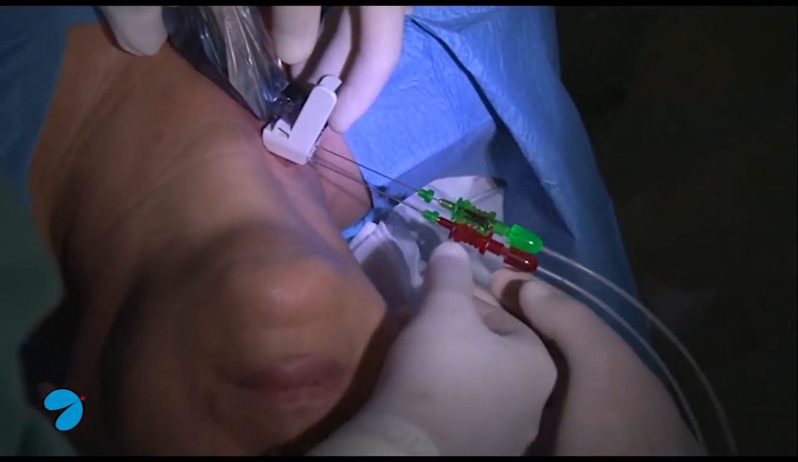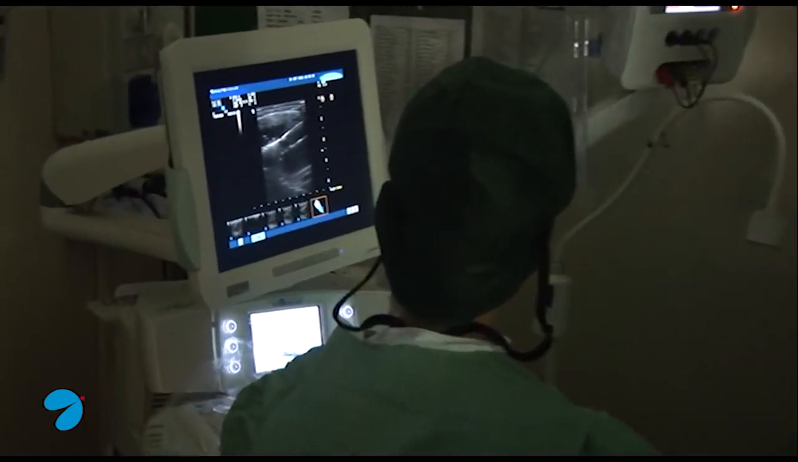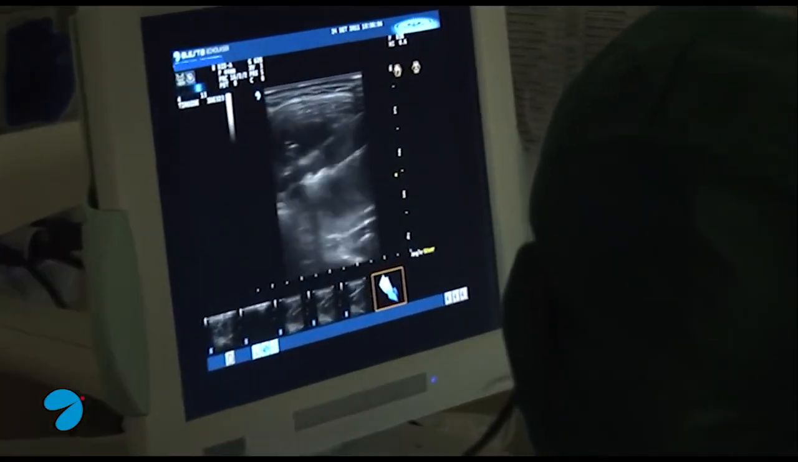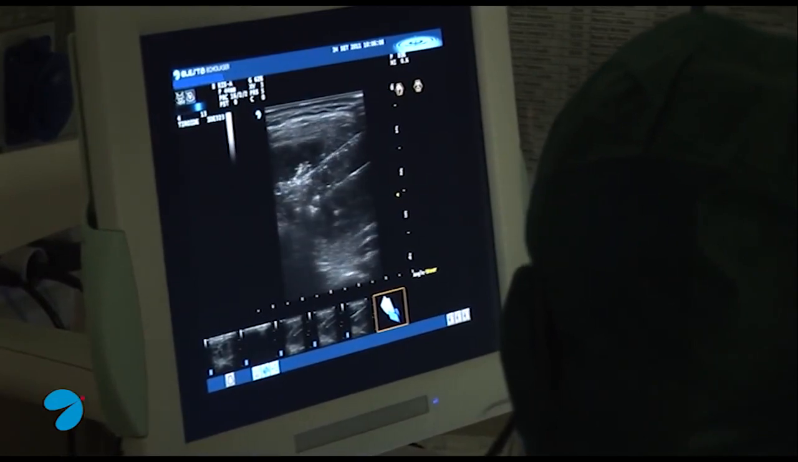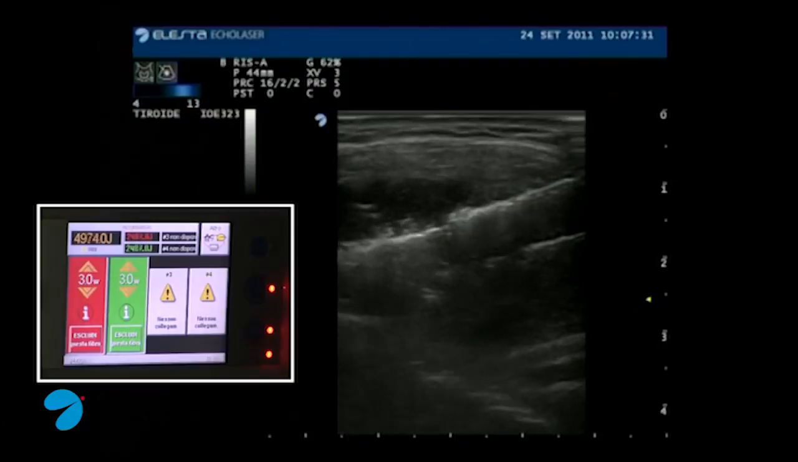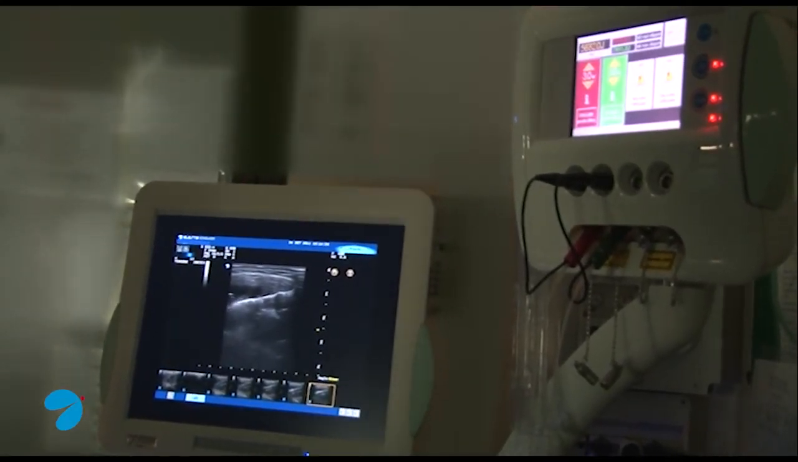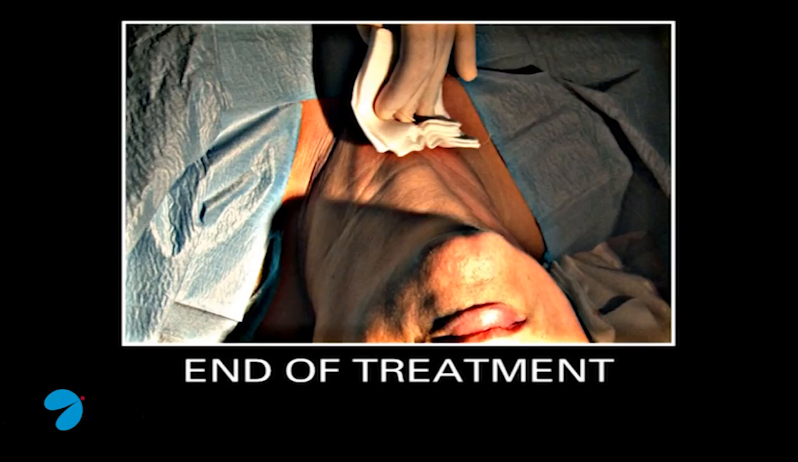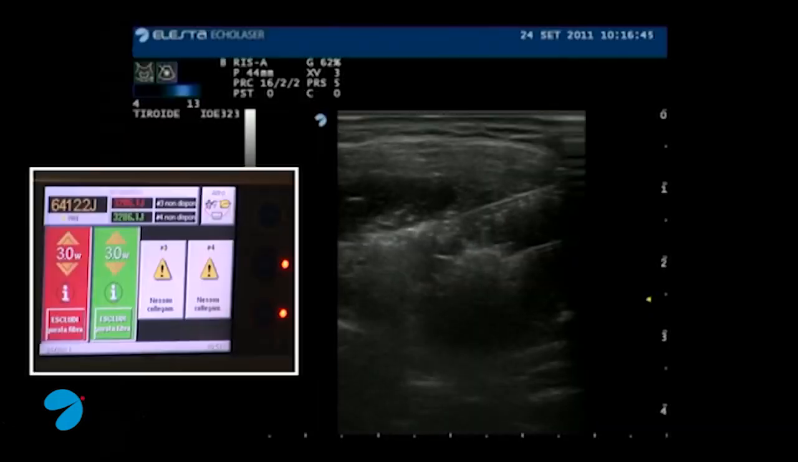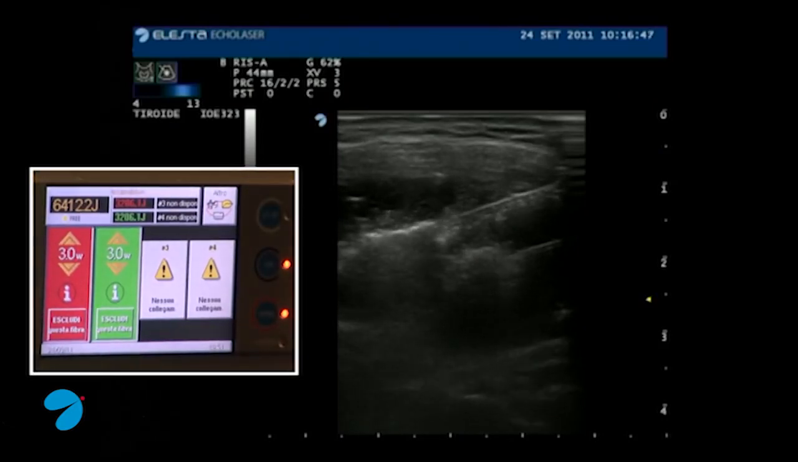In this case, after the treatment of a nodule tissue portion, we proceed to reposition needles and fibers, performing a second treatment in order to increase the volume of treated tissue inside the nodule. At the end of treatment, we verify the delivered energy per fiber.